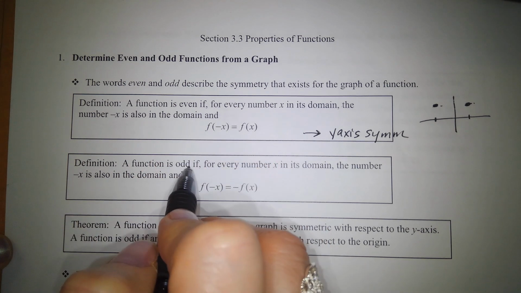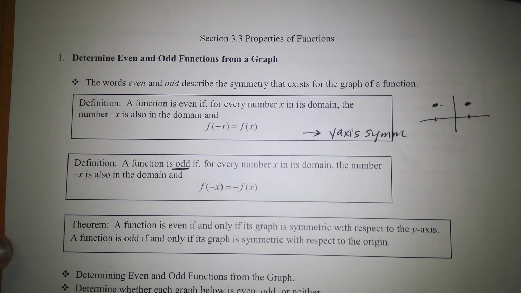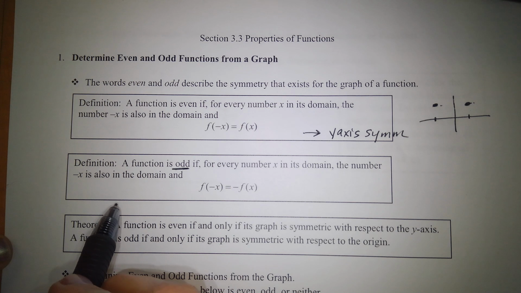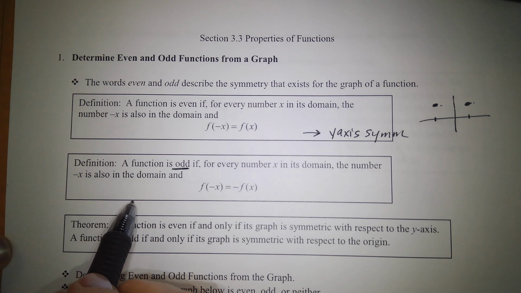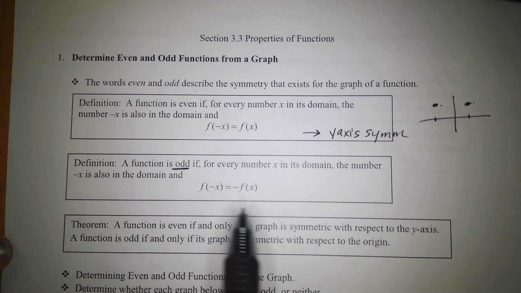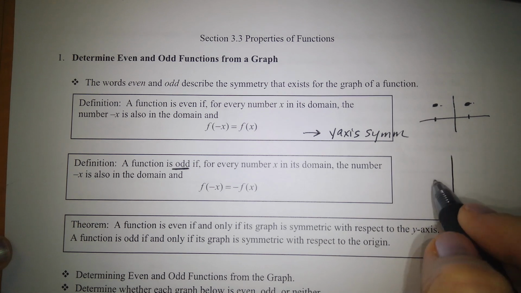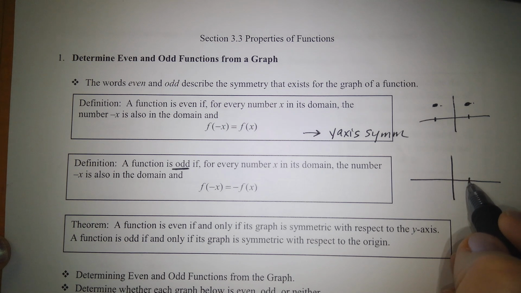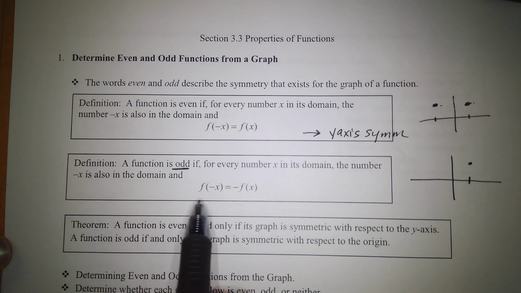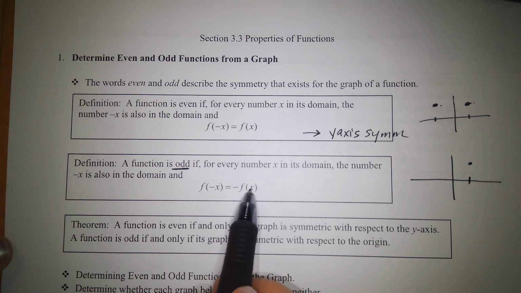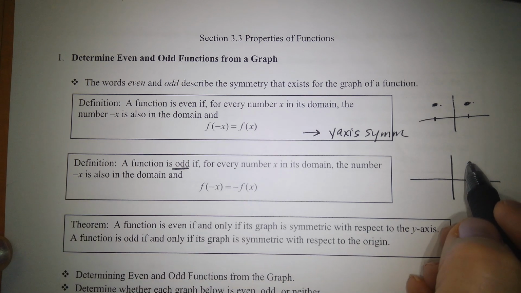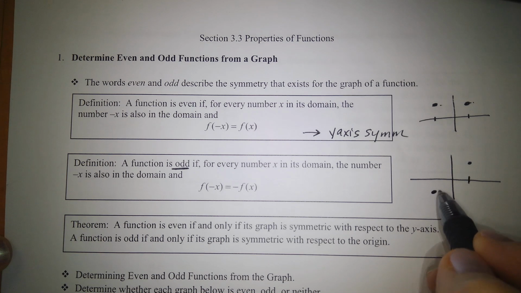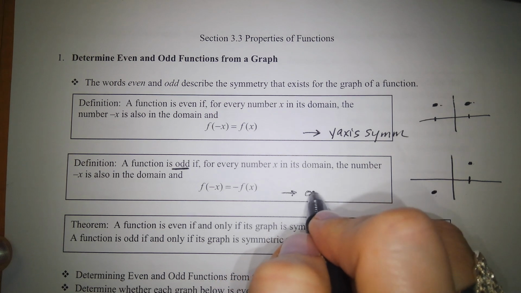A function is odd if for every number x in its domain, the number negative x is also in the domain. So for every x in the domain, the negative version of that same value makes the whole function become negative. So both the x and the y become negative, which means it's going to flip around the origin and thus have origin symmetry.